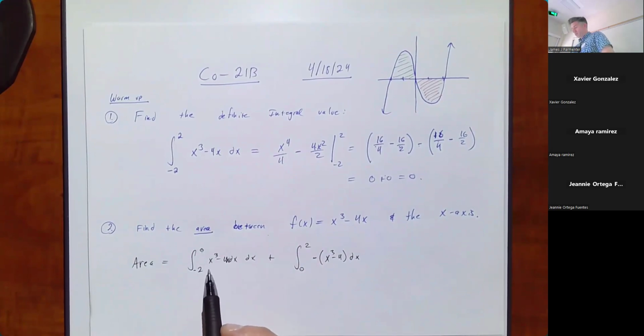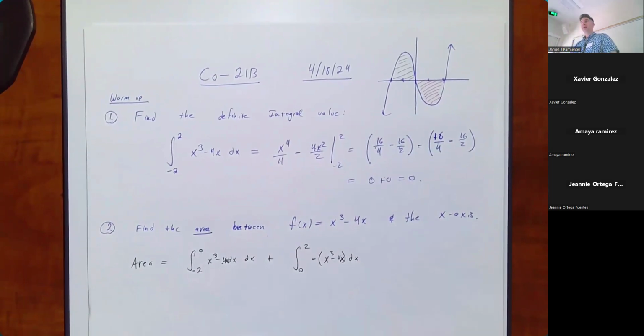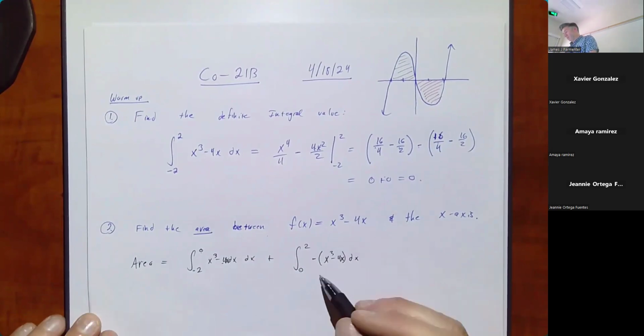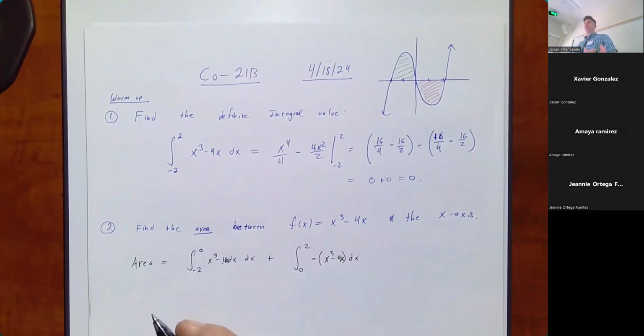If you plug in -1, -1 cubed minus 4 times -1 is positive. Whereas between 0 and 2, x cubed minus 4x is negative. And so if we want to get the positive area, we can put a negative sign in front of it. Now, there's a little bit more going on here. What we're really doing is something that we're about to talk about in the next example, so I don't want to give it away just yet.